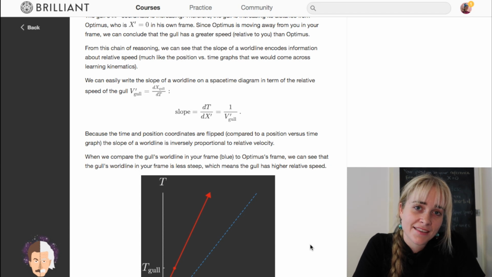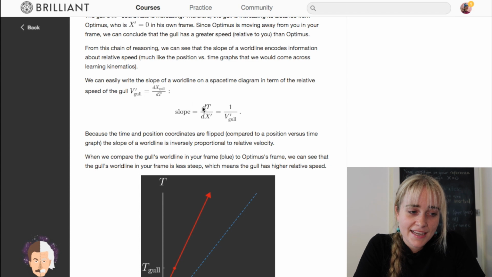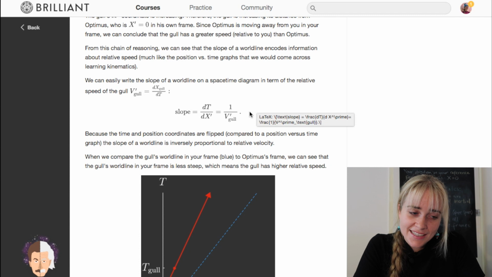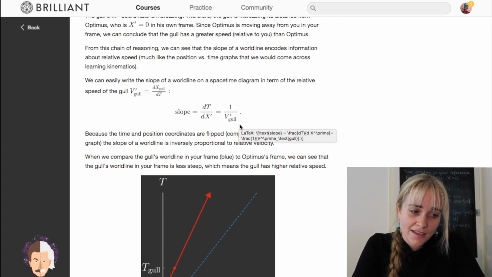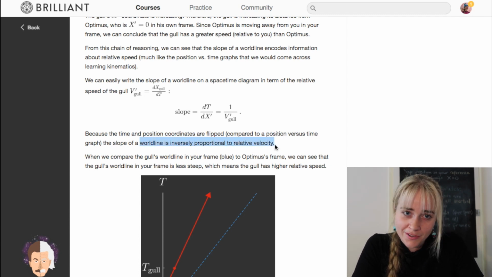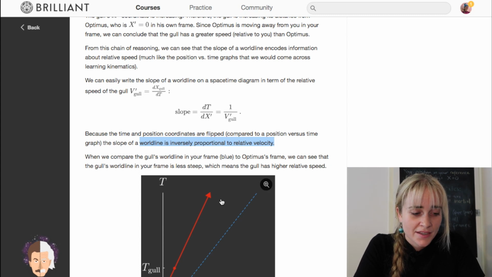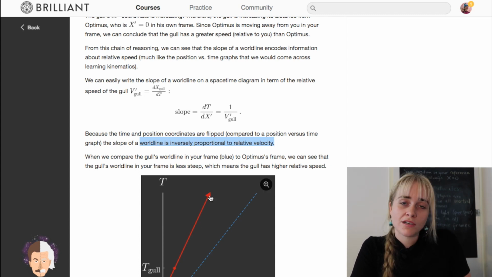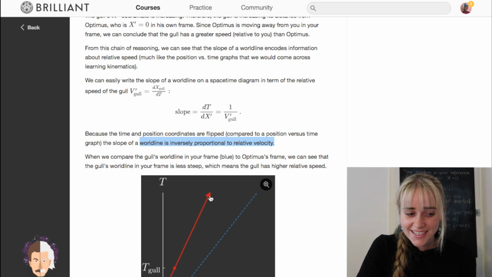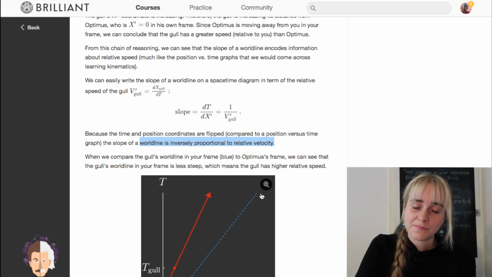So we can actually get the speed that an object is moving from its world line. Slope of a line is the change in the rise over the change in the run, so that's dt over dx, change in time over change in position. In this case, that turns out to be 1 over the speed of the gull. So the world line is inversely proportional to the velocity, or the relative velocity. So that means the steeper the world line, the lower the velocity, and the less steep the world line, the higher the velocity.